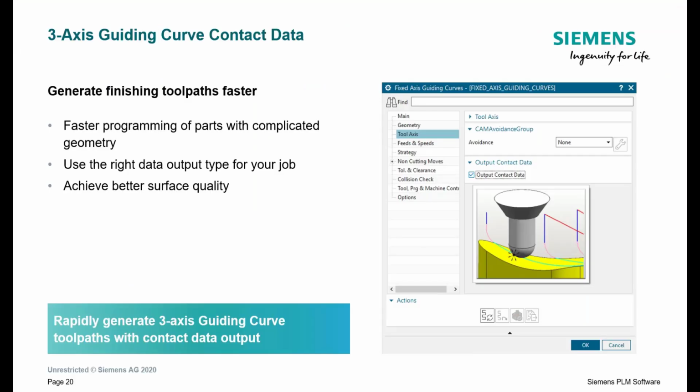The 3-axis guiding curve operation provides a highly accurate toolpath for excellent finishes. The performance of the 3-axis guiding curve output contact data has been significantly improved, which is particularly noticeable when programming parts with complex geometry. This new performance improvement can help you reduce programming times.